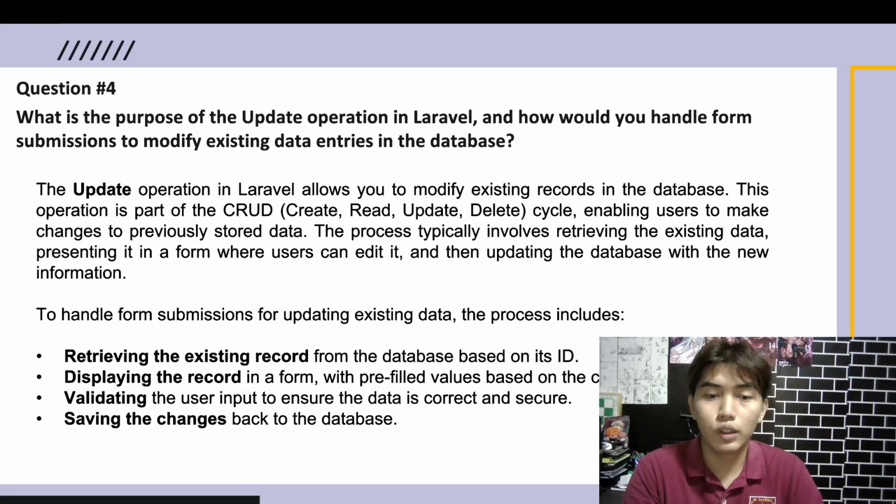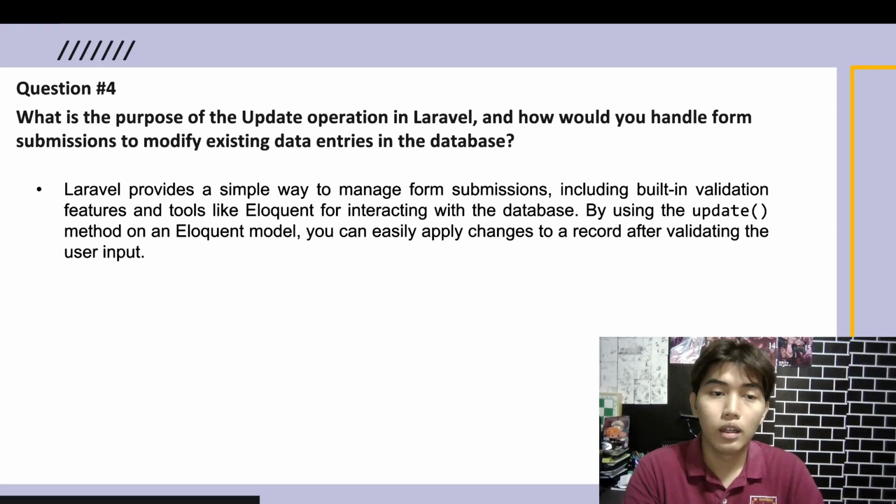And to handle form submissions for updating existing data, the process includes retrieving the existing record from the database based on its ID, displaying the record in a form with pre-filled values based on the current data, validating the user input to ensure the data is correct and secure, and saving the changes back to the database. Laravel also provides a simple way to manage form submissions, including built-in validation features and tools like Eloquent for interacting with the database. By using the update method on the Eloquent model, you can easily apply changes to a record after validating the user input.